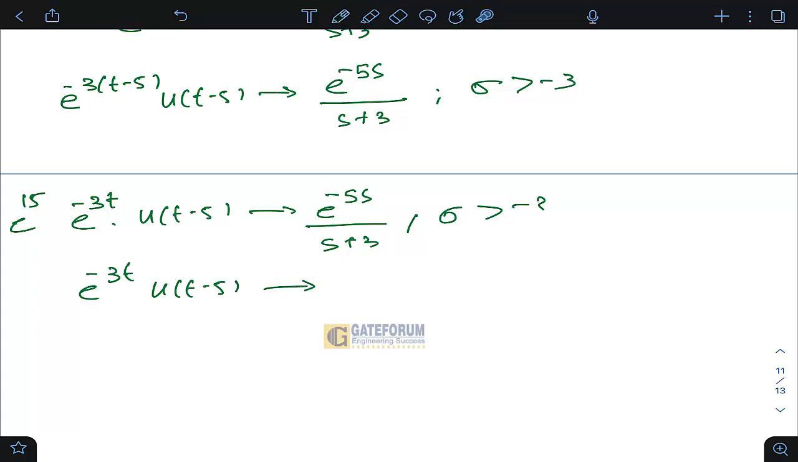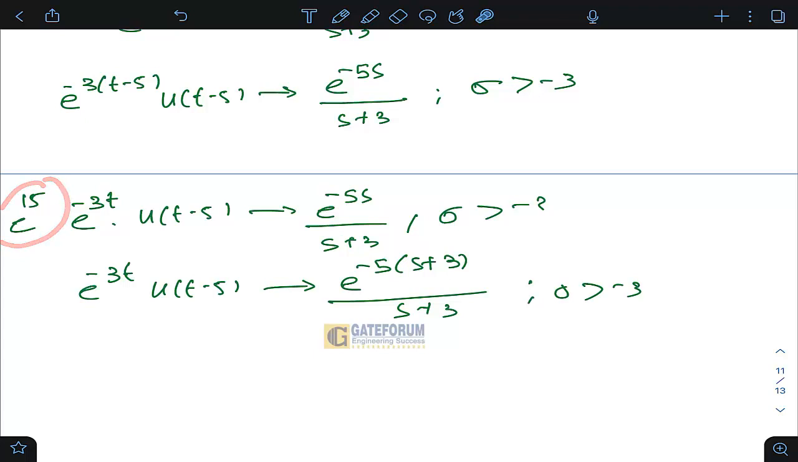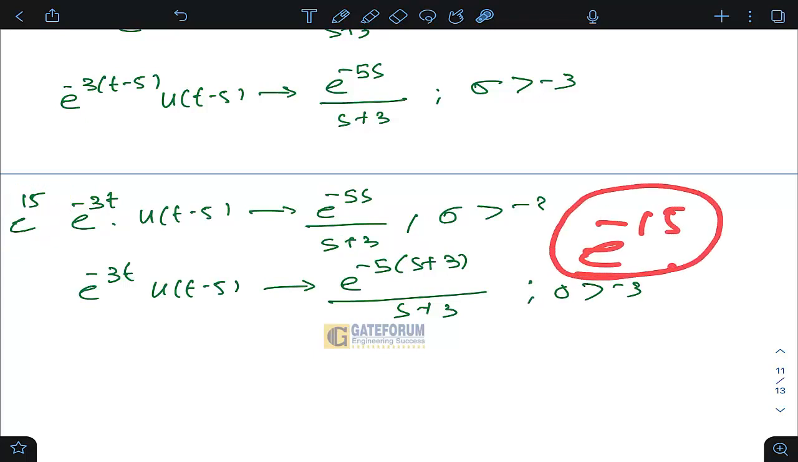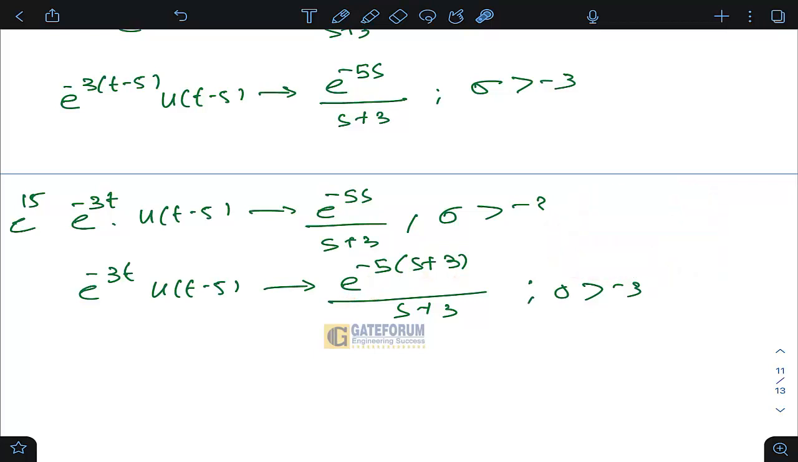Now if you bring this 15 to this side and write it, it is e raised to power, if you take minus 5 as common, s plus 3 divided by s plus 3, valid for sigma greater than minus 3. Because if you bring this 15 to this side, you get here e raised to power minus 15. And e raised to power minus 15 we are expecting; if I take minus 5, you will get plus 3. So that is equivalent to e raised to power minus 5s into e raised to power minus 15, which is equivalent to e raised to power minus 5s plus 3.